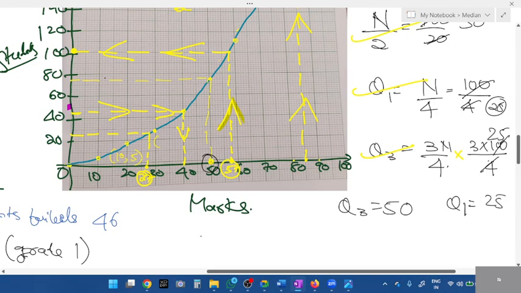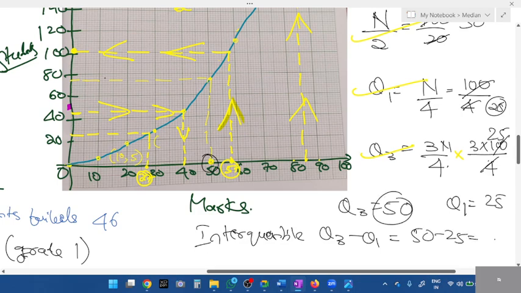Using this, that's it. The concept is done. Using this, they'll ask you to find the interquartile range. If they ask you interquartile, what's the formula? Q3 minus Q1, take this value, 50 minus 25. After finding the value, 50 minus 25, what's the answer? 25, right? So Q3 is nothing but marks. Q1 is also marks, touching the x-axis, marks. So interquartile will be how many marks? Interquartile is 25. This is the concept.